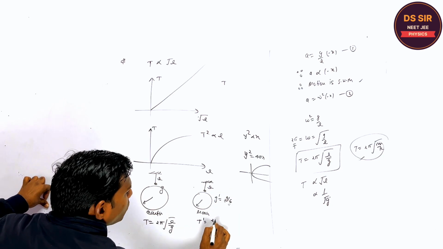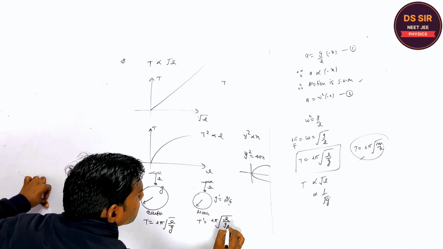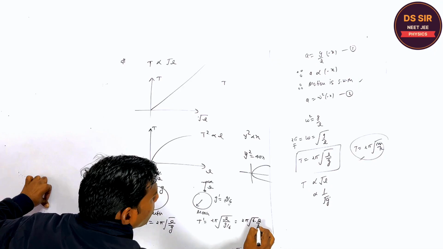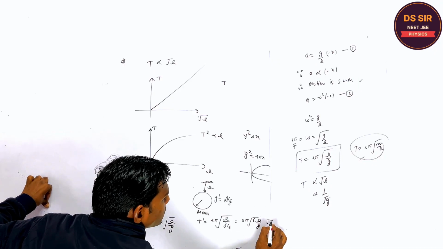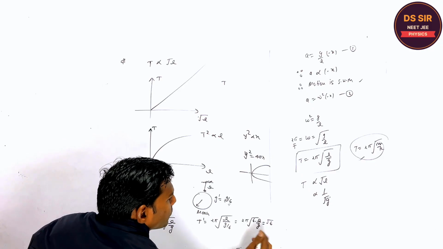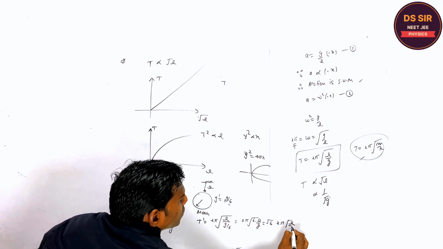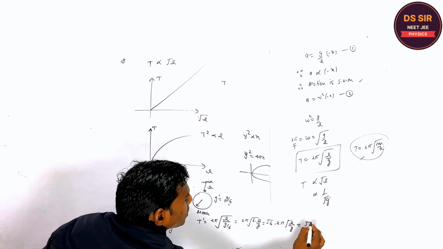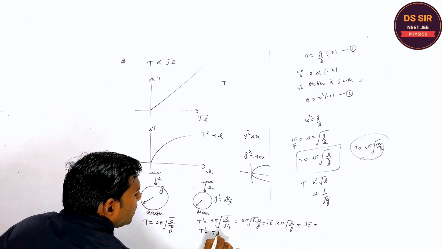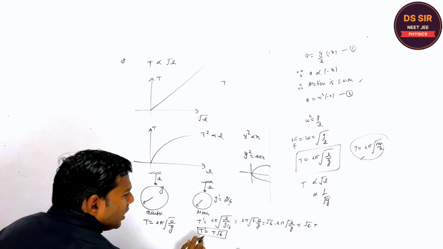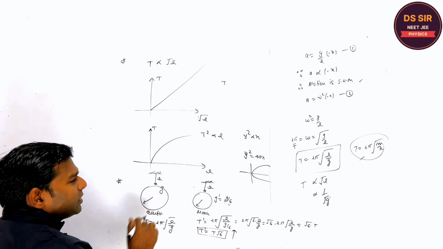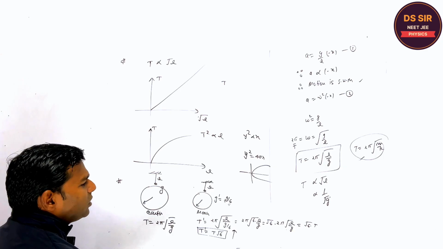So the time period will be 2π√(L/(g/6)) = 2π√(6L/g). So this is √6 times 2π√(L/g), which is equal to what? Say √6 into T. So what is T dash? T into √6. On the moon, the time period increases for the same simple pendulum. Are you getting or not?